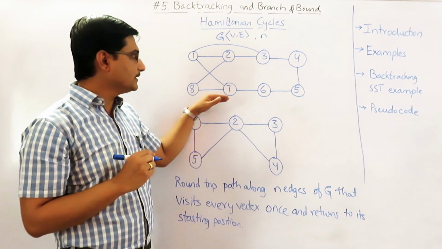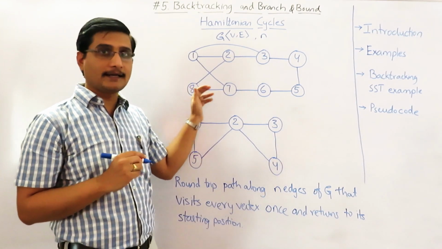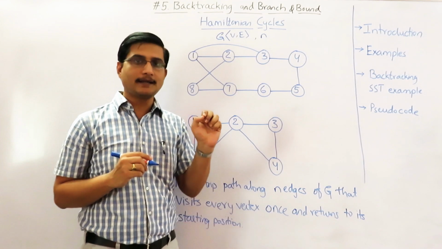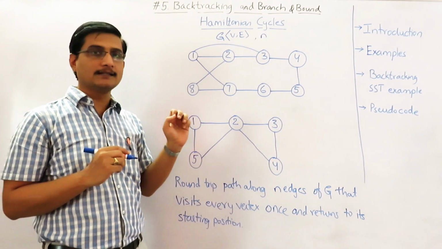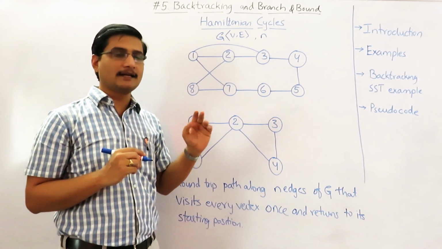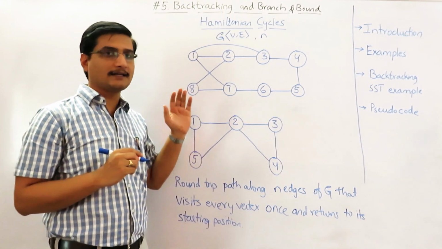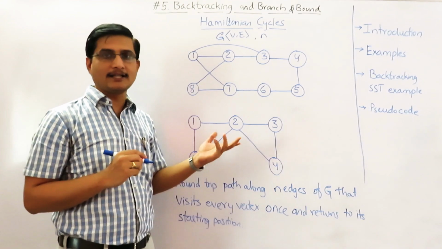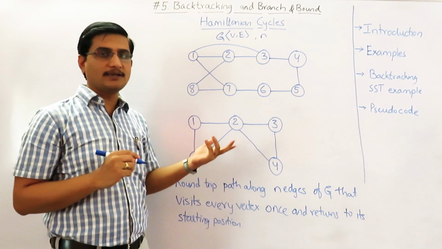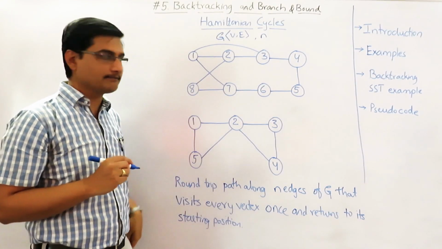Say for example in this graph, say this is one connected graph. The very important criterion for finding the Hamiltonian cycle is it should be a connected graph. Either it is directed or non-directed, that doesn't matter, but it should be a connected graph, because if it is not connected, there will not be cycles. So it should be a connected graph.